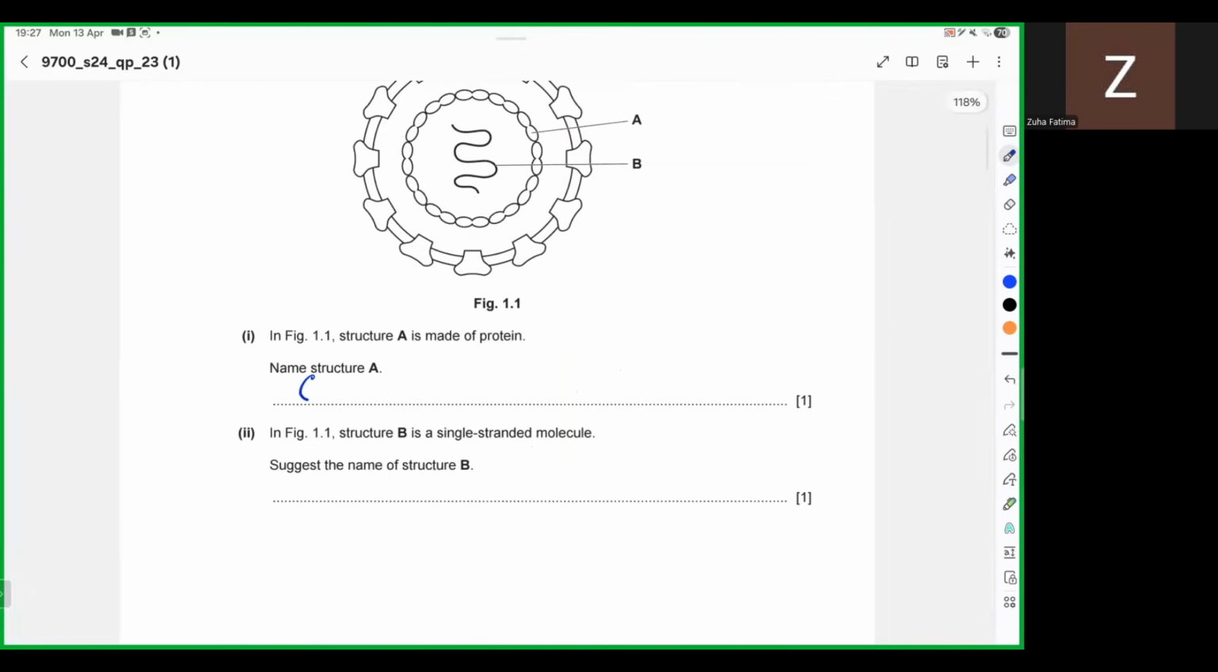So structure A is capsid, or you can write the protein code, but it is suggested that you write capsid because that is the name of the protein code, particularly.